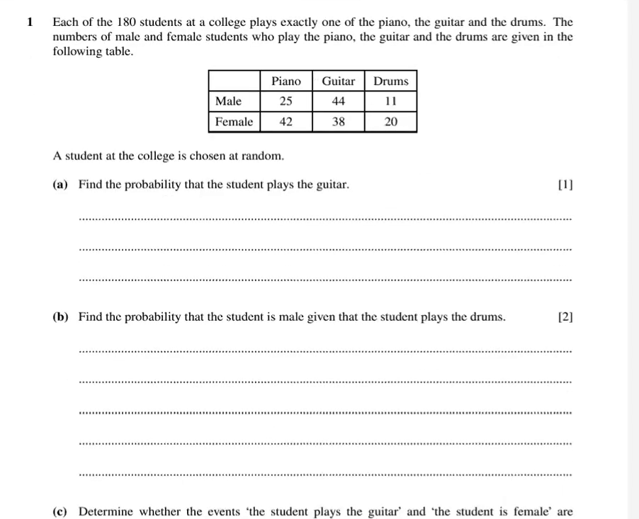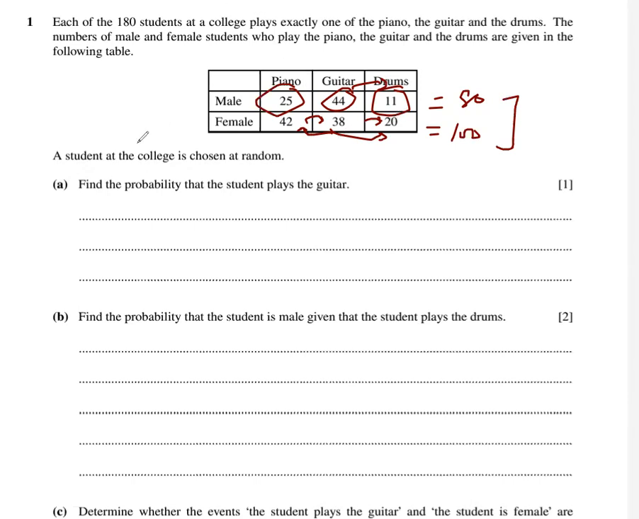The first question says that each of the 180 students at a college plays exactly one of piano, guitar, drums. First of all, let's make a total of this. So 25 plus 44 plus 11, so this is 80. If you add these, 42 plus 38 plus 20, this is 100. So this is the bifurcation.